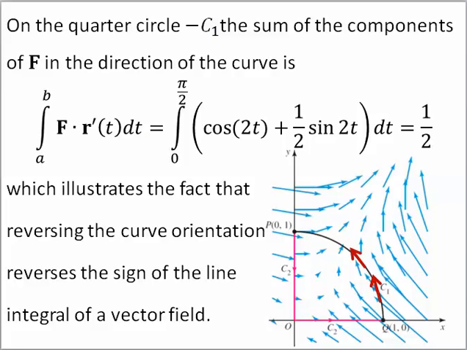On the quarter circle -C1, the sum of the components of F in the direction of the curve is +1/2, which illustrates the fact that reversing the curve orientation reverses the sign of the line integral of a vector field. And this will always be true. Reverse the direction, you reverse the sign.